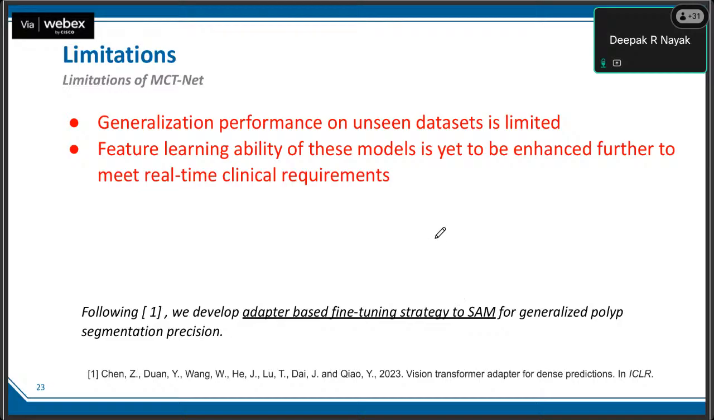So how does this SAM architecture look like? What it majorly contains is nothing but a SAM encoder, a SAM decoder, and a prompt encoder, right? And the SAM encoder is nothing but a ViT architecture only.